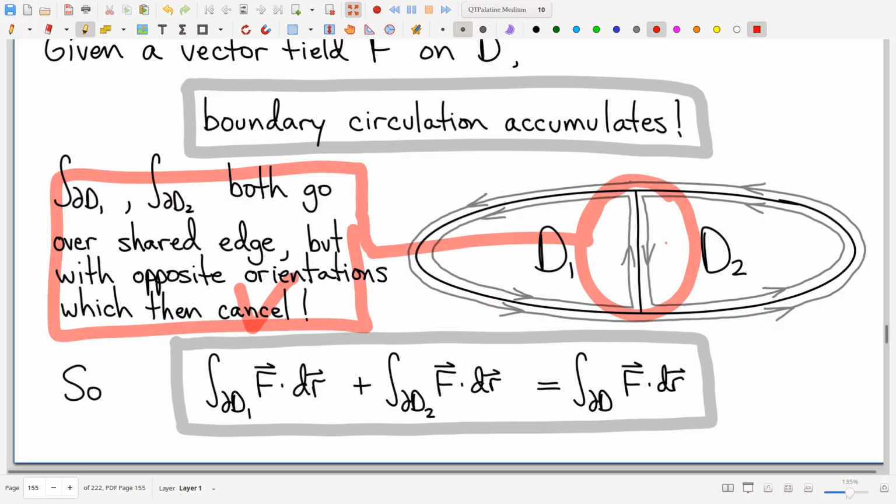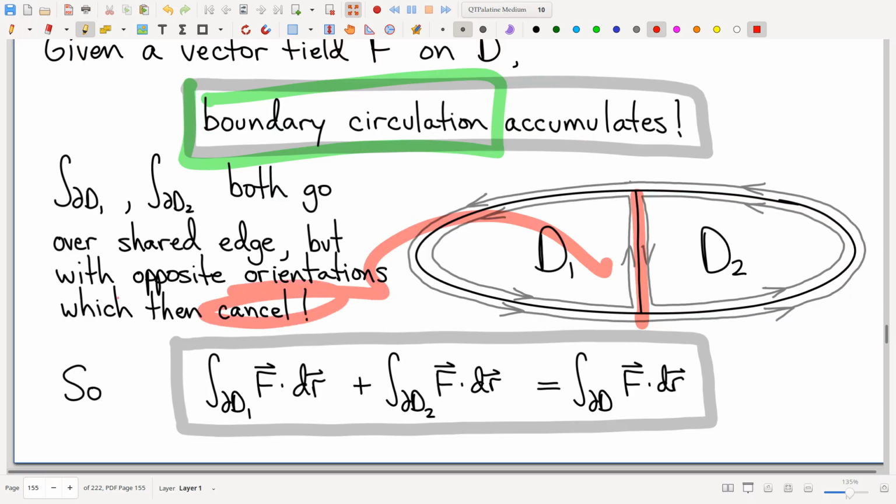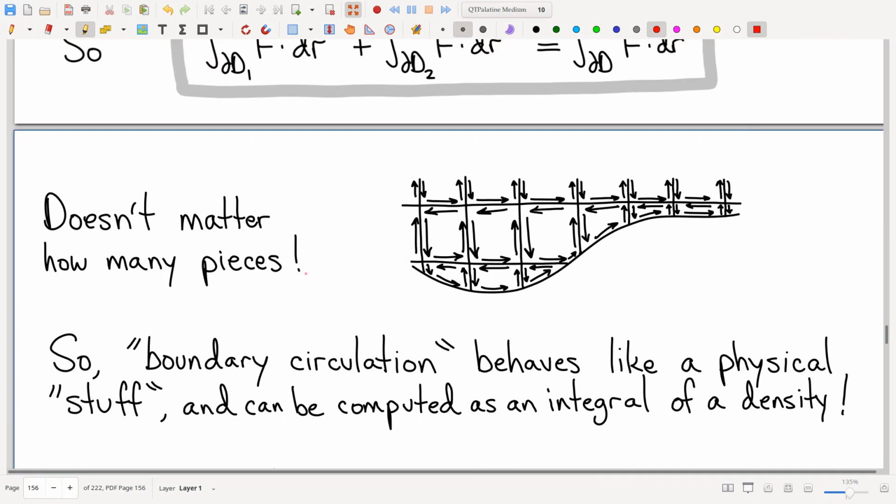So this is an accumulating quantity. Boundary circulation, the whole is the sum of the parts. And the whole is the sum of the parts, all because on shared edges, whenever you have a shared edge, you're going to be going across that shared edge twice with opposite orientations, and it'll cancel. Okay. By the way, let's take a quick minute to recognize, cut it up into as many pieces as you want. Doesn't matter. Cut it up into a bazillion little pieces.